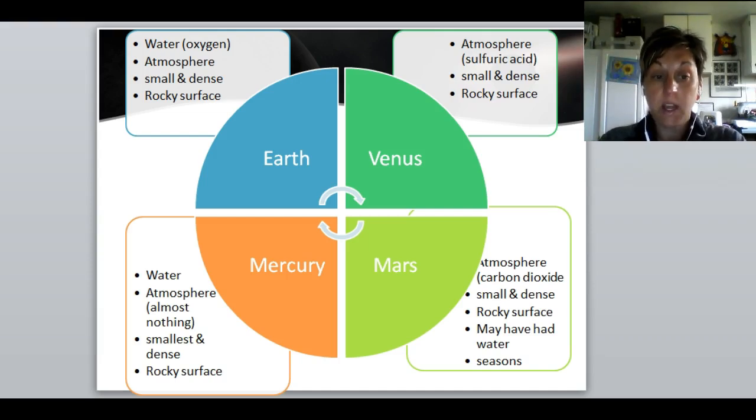Mercury has almost no atmosphere whatsoever. It's the smallest and most dense planet, okay? It's the one that's closest to the sun, and it has a rocky surface. And I mean smallest in terms of the inner planets. It's not as small as Pluto, but it's still a pretty small planet.